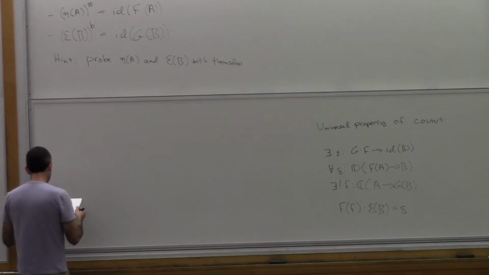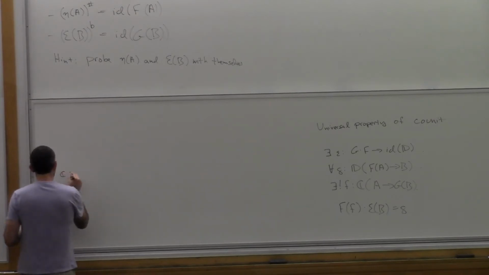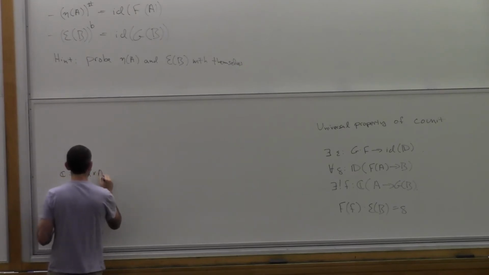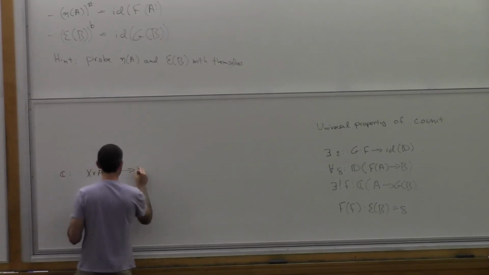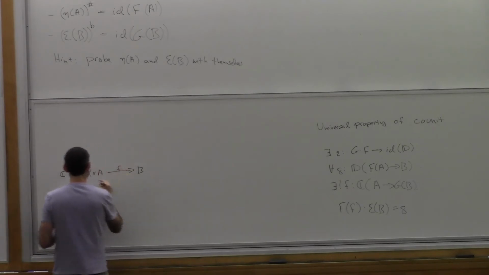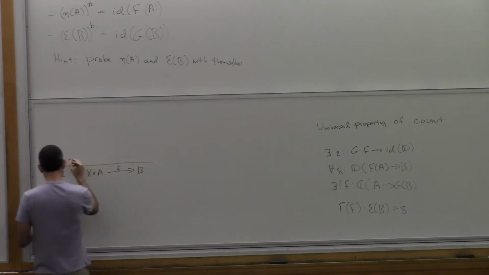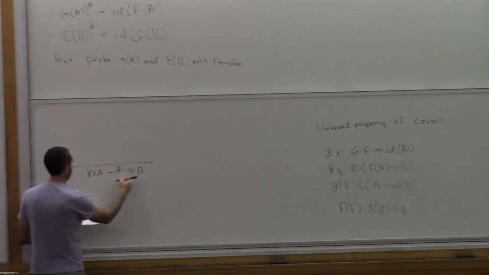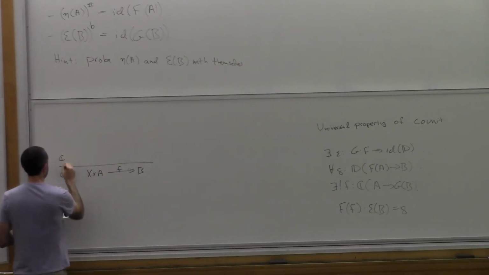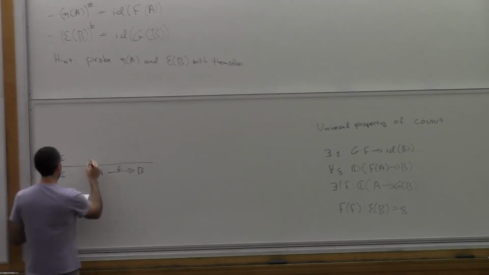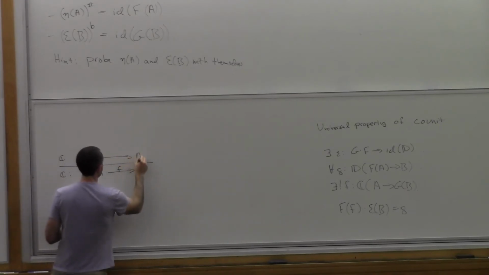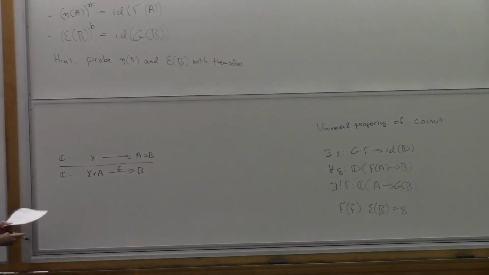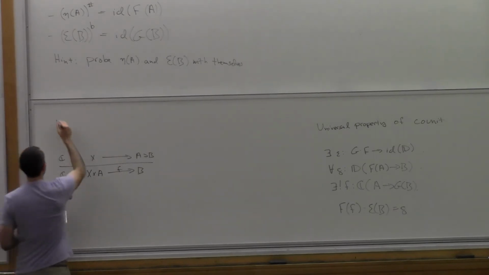So here, you can see, we have an arrow from objects x cross A to B. Then in C, we have an object from X to A implies B. Okay. It turns out that we can describe this as an adjunction like this.